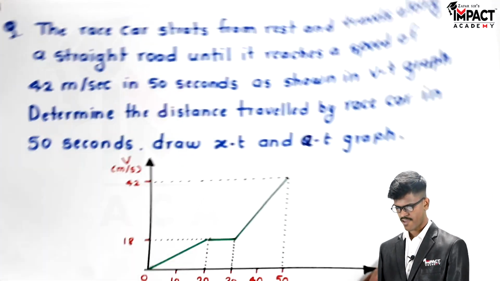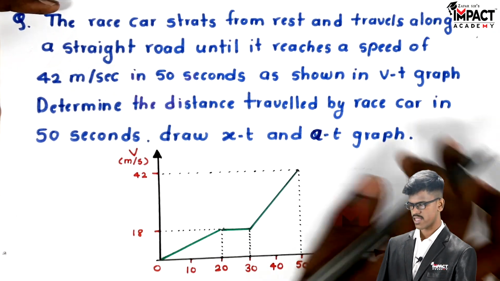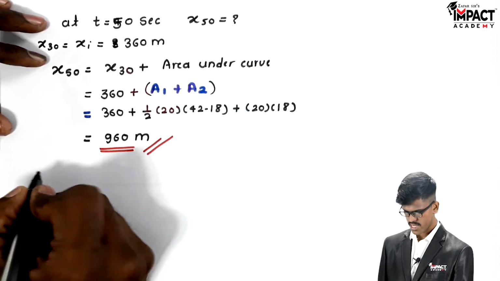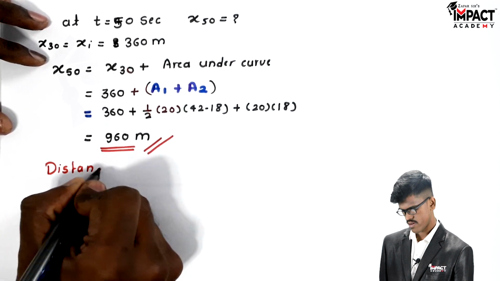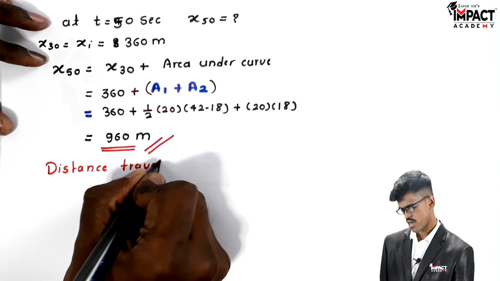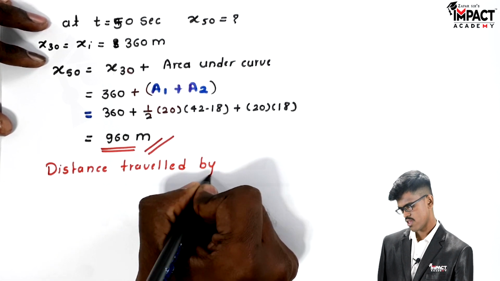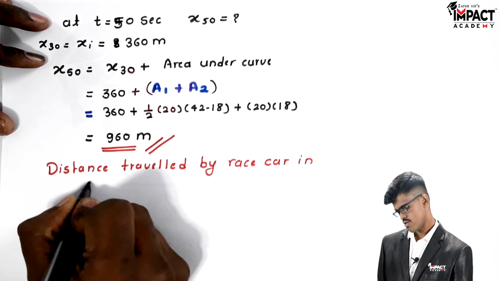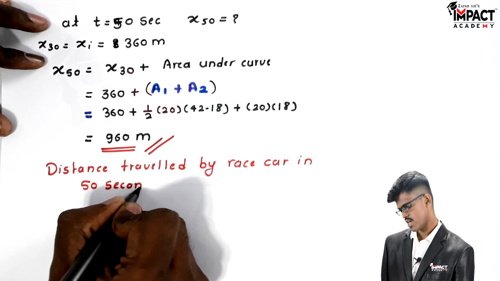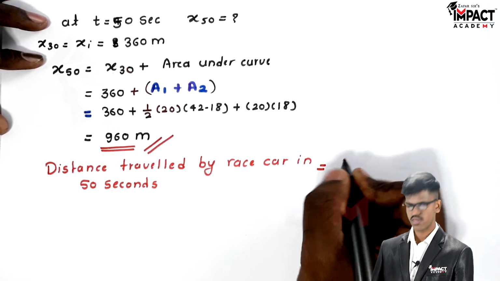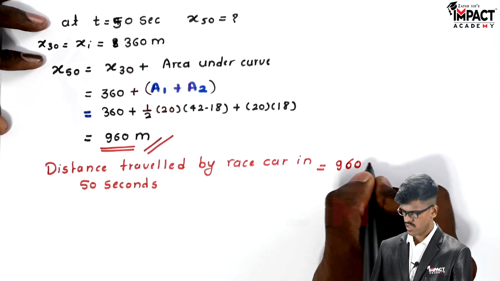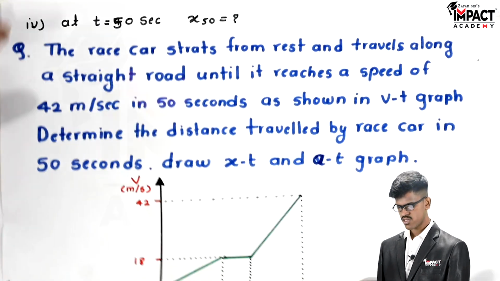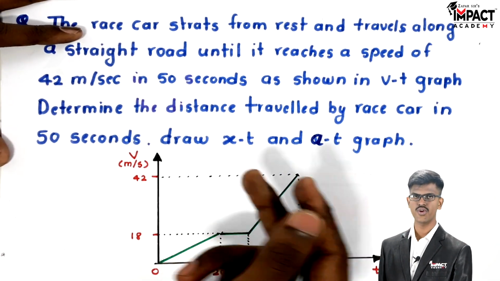So they asked to determine the distance traveled by the race car in 50 seconds. So the answer will be 960 meter, that is the distance traveled by race car in 50 seconds equal to 960 meter. Okay, but in the question they asked to draw the xt curve. Okay, so we have to draw the xt curve first.